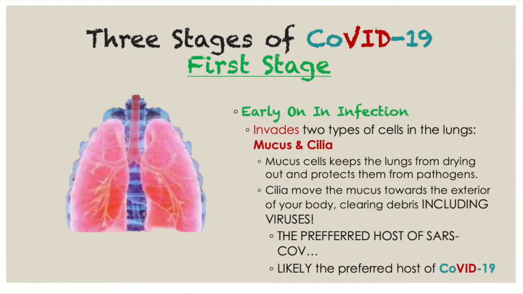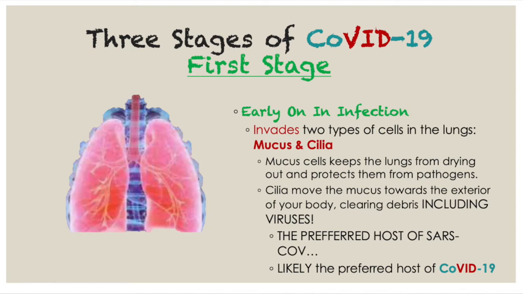Now remember, there are three stages of COVID-19. During the first stage, which is early on in the infection period, it invades two types of cells in the lungs. These cells are mucus and cilia. Mucus cells keep the lungs from drying out and protect them from pathogens. Cilia move the mucus towards the exterior of your body, clearing debris, including viruses. The preferred host of SARS-CoV, which is a form of coronavirus, was the cilia. So it is likely the preferred host of COVID-19.